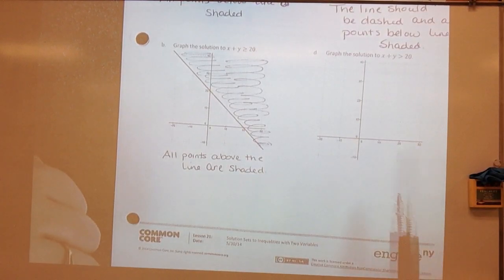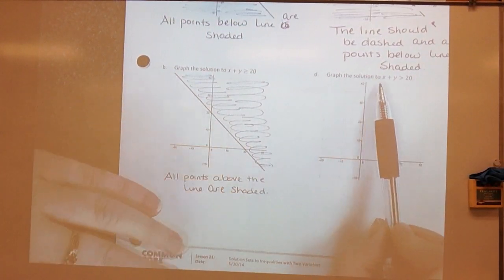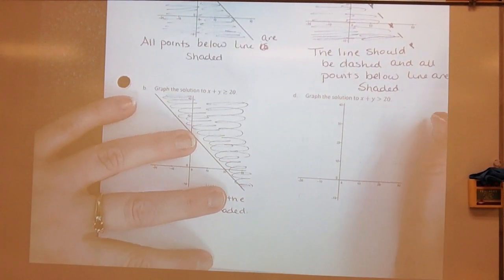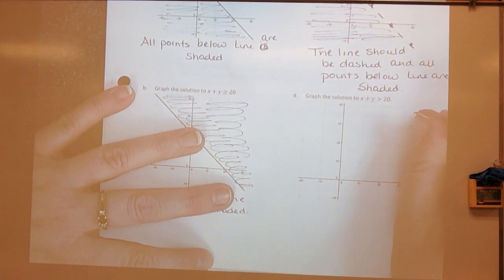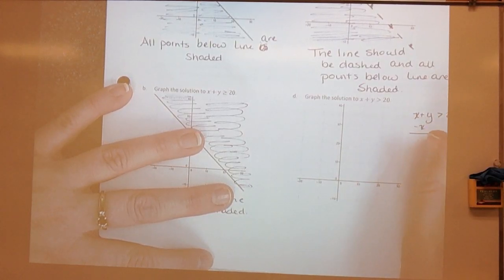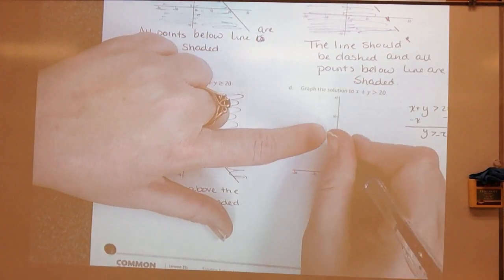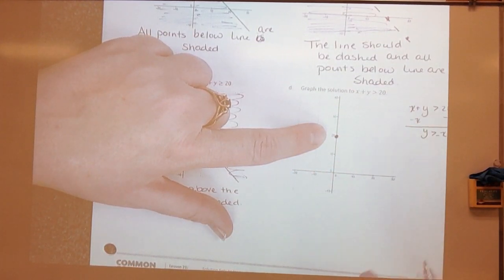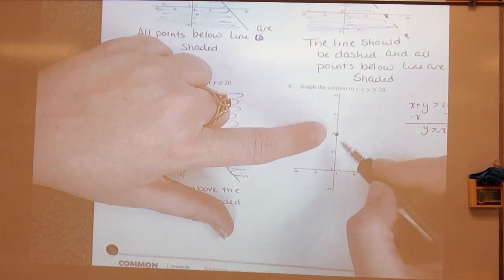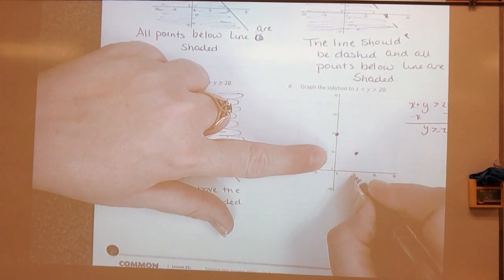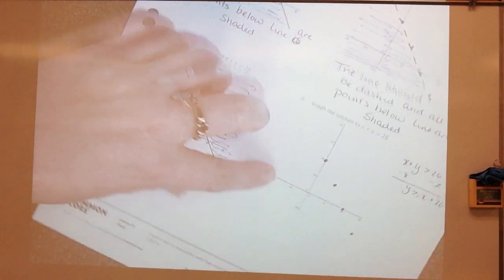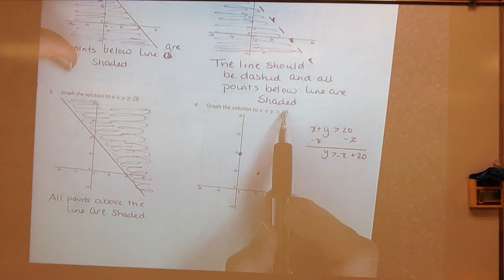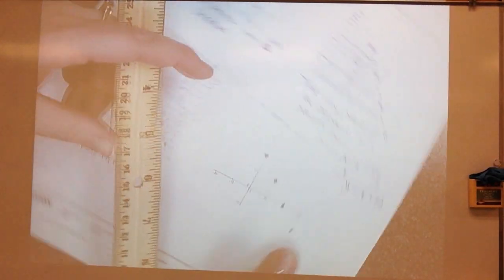All right, let's look at the last one. Graph the solution to x plus y is greater than 20. Once again, I'm going to solve for y. So y is greater than negative x plus 20. Once again, I know it's going to cross at 20. My slope is negative 1, which means I can go down 1 and over 1 every time. So if I go down 10, I'm going to go over 10, down 10, over 10, down 10, over 10. Once again, it is greater than, it is not equal to, so I need a dashed line.